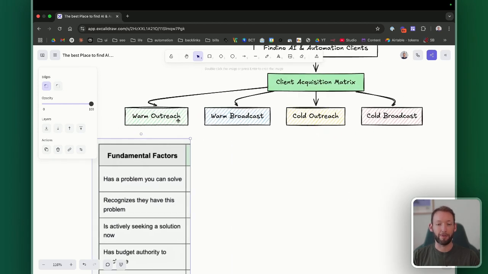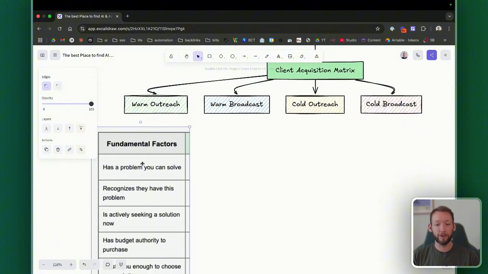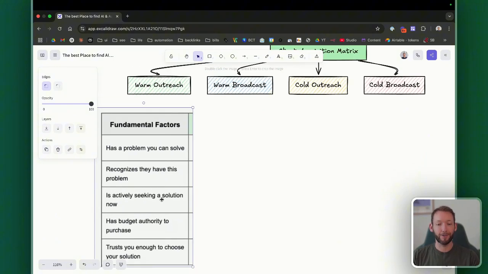So when we combine these factors with these different methods, for example, warm outreach to our network, if we have an existing network and this is even an option, do they have a problem you can solve? Who knows? Are they actively seeking a solution? What if they don't have a problem? Probably not. Do they have budget authority? It depends who you know. So it's very much, it depends around that. Do they trust you enough for a solution? Probably, because they're in your network. So that is one objection that we can immediately overcome here.